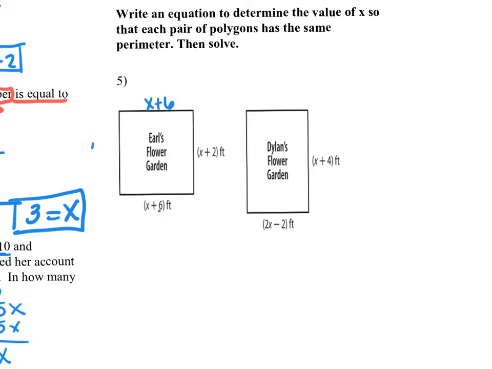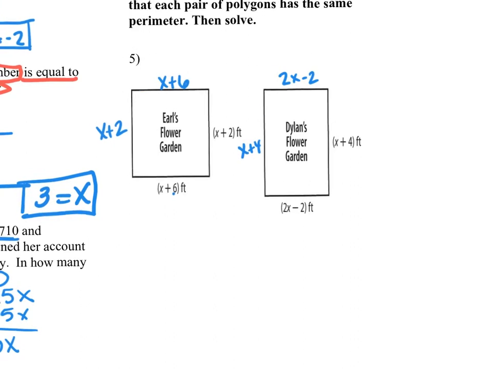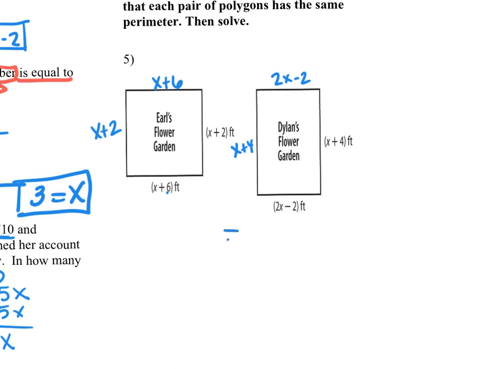This is x plus 2, then this is x plus 2. Same thing for here. This is 2x minus 2, and then this is x plus 4. Do y'all agree with that? So that means we have 2 of each of those sides. So if I'm going to set up a perimeter, I'm going to say I have 2 of the x plus 6's, right? I have 2 of them, yes?